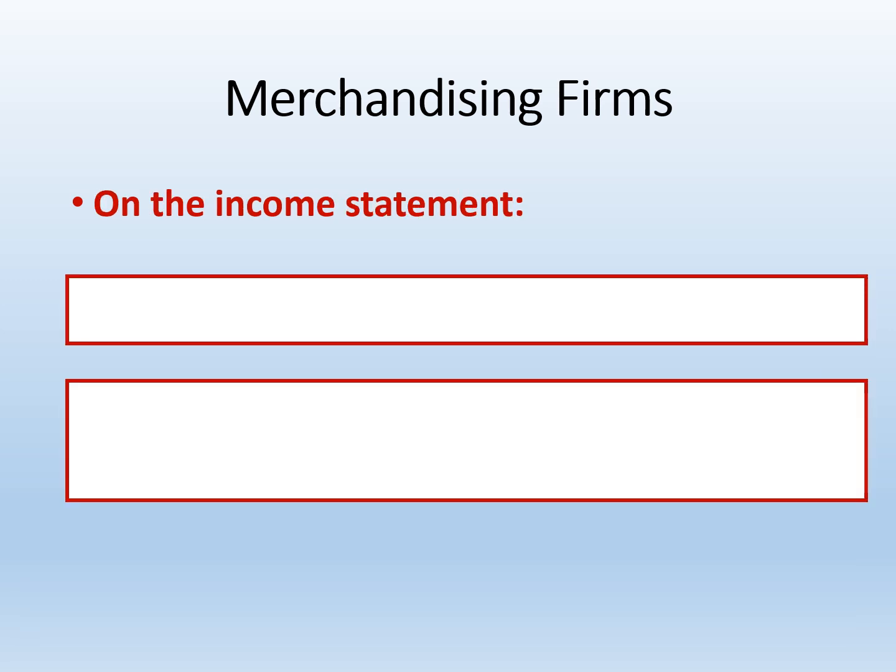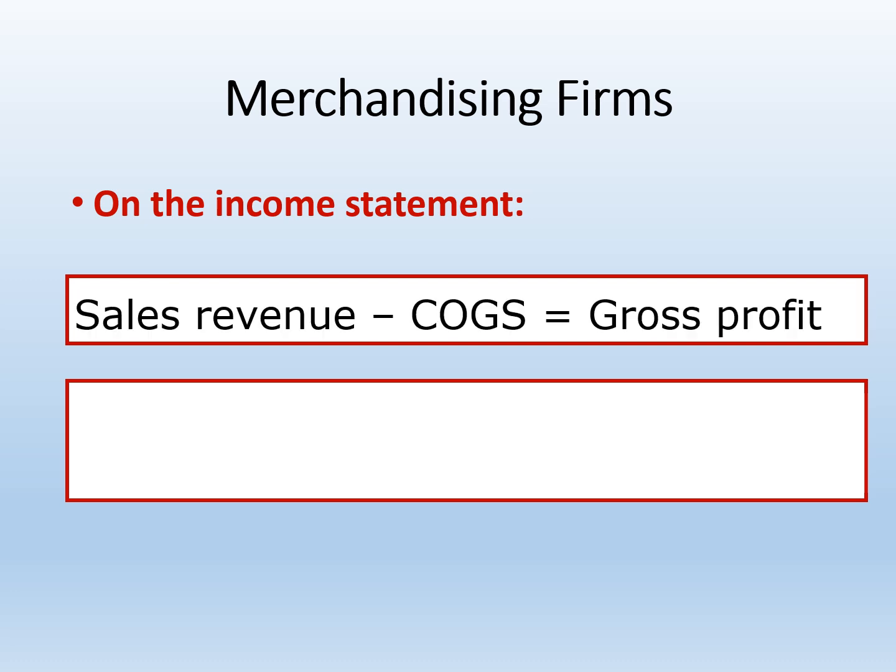The story that's told on the income statement of a merchandising firm always has two parts. In the first part, we take sales revenue, subtract out the cost of goods sold, and that gives us gross profit, the difference between what it cost us to get the merchandise and what we got when we sold it. But we don't get to keep all of that gross profit.